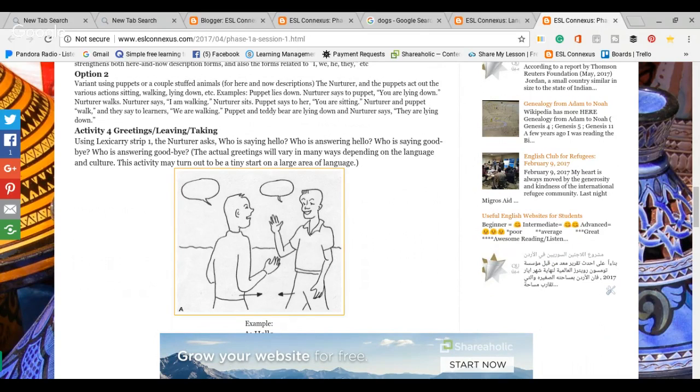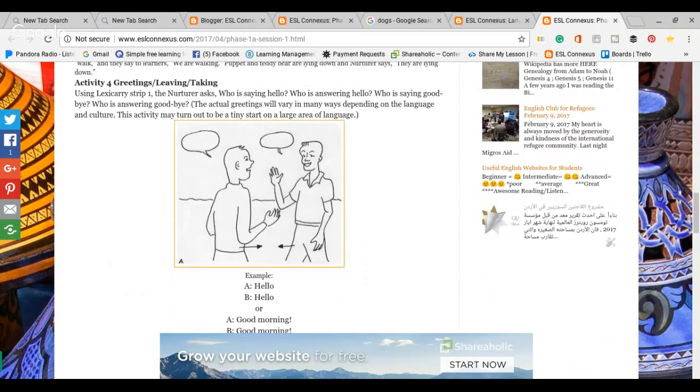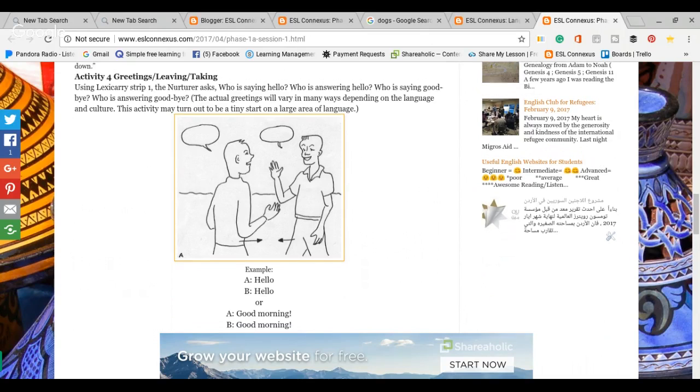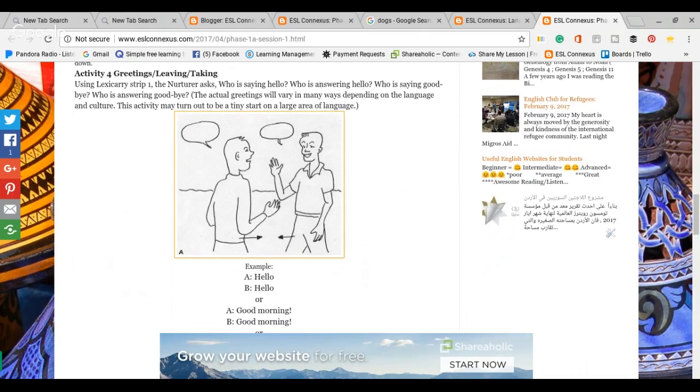Activity 4, greetings, leaving, and taking. Using the lexicary strips below, the nurturer asks, who is saying hello? Who is answering hello? Who is saying goodbye? Who is answering goodbye? The actual greetings will vary in many ways depending on the language and culture.